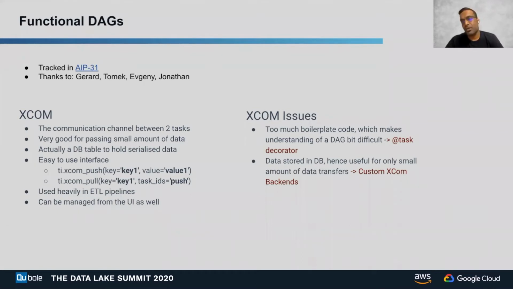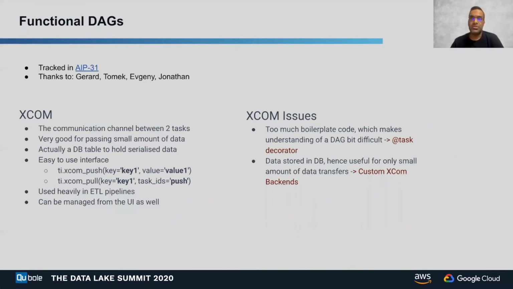So XCOM is a very unique feature in Airflow where you can pass messages, or basically a small amount of data, from task A to task B, and so on to many other tasks also. It's very good for passing a small amount of data. Why? Because it works against a database table, and that table has some limitation on the column size, and it holds the serialized data. So when you store some data, it serializes it. When you get the data back, it deserializes it.